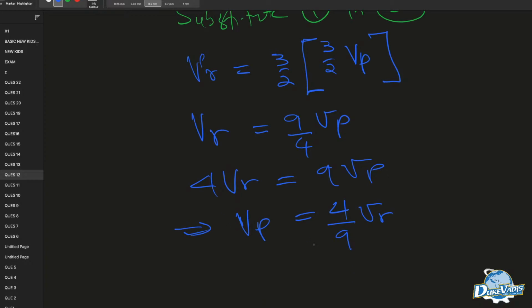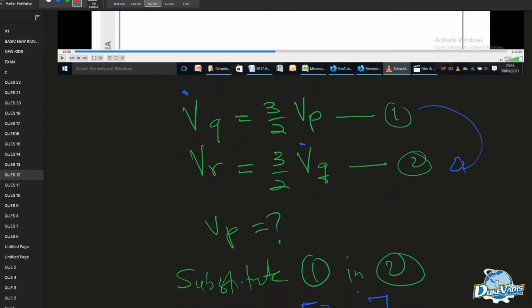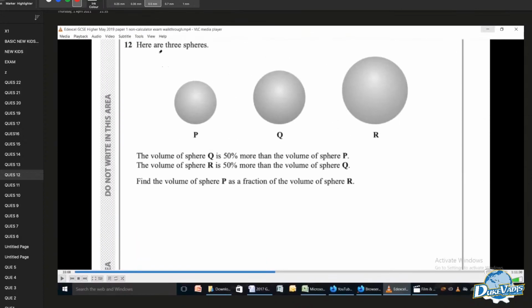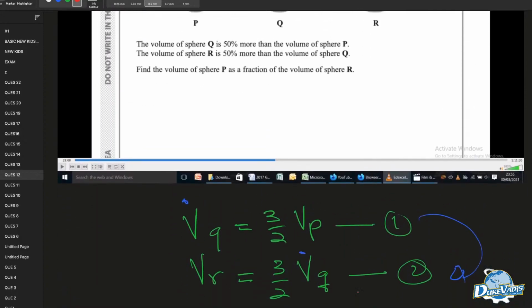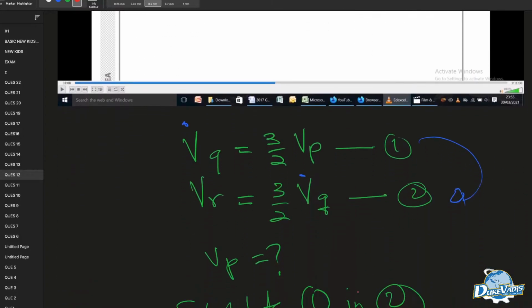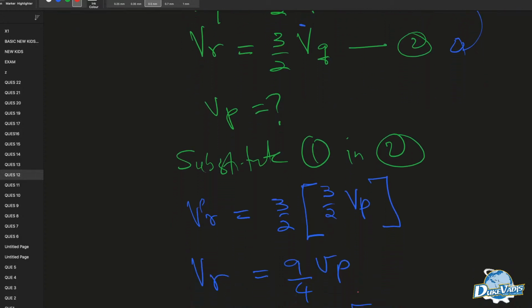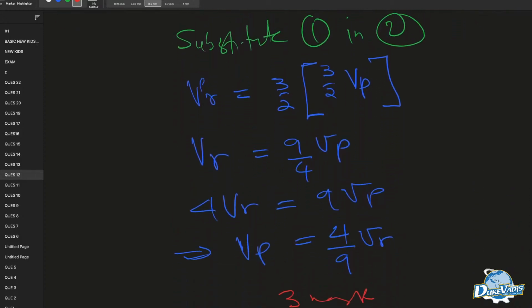So this is what we are demanded to work out for 3 marks. You're going to get 3 marks for that. This is all you have to do according to the statement given. The volume of sphere P will be 3 over 2, 1.5, 50% of that, and then VR, and we look for VP. We do a simple substitution, and this is what we get.